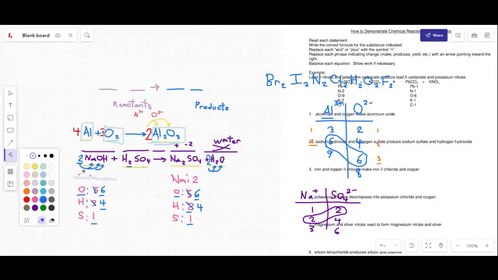All right, so I'm going to go ahead and erase some of the work here. And I want to show you another challenging problem. But then after that, I want to start looking at predicting products because I think that'll also be helpful to you. So what's the final answer? That is the final answer: 2NaOH plus H2SO4 goes to form Na2SO4 and 2 waters.